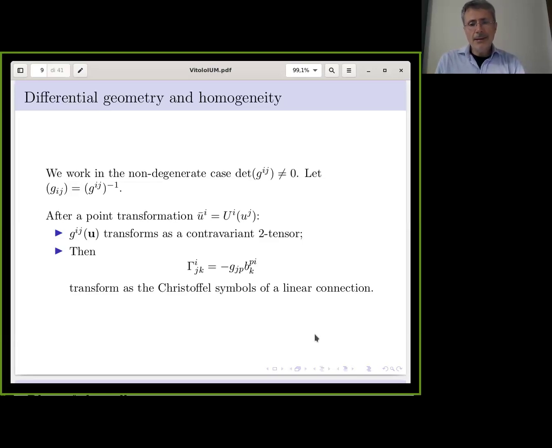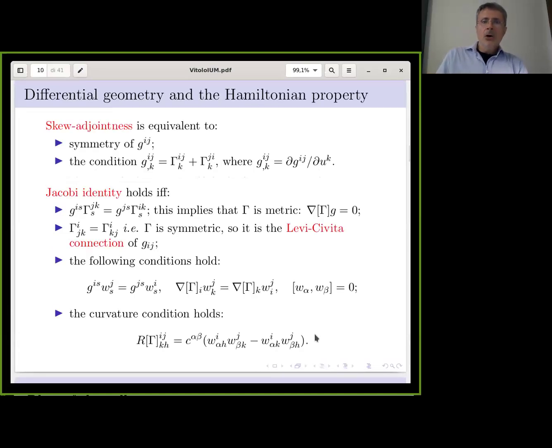And let us see what are the properties of the coefficients of these operators. Basically, skew-adjointness and the Jacobi identity give two different sets of properties. Skew-adjointness implies the symmetry of Gij, and also another condition on the derivatives of Gij in upper indices. And then the Jacobi identity implies other conditions.